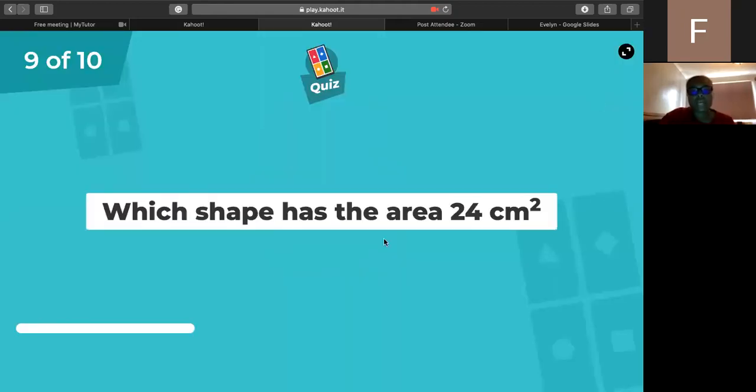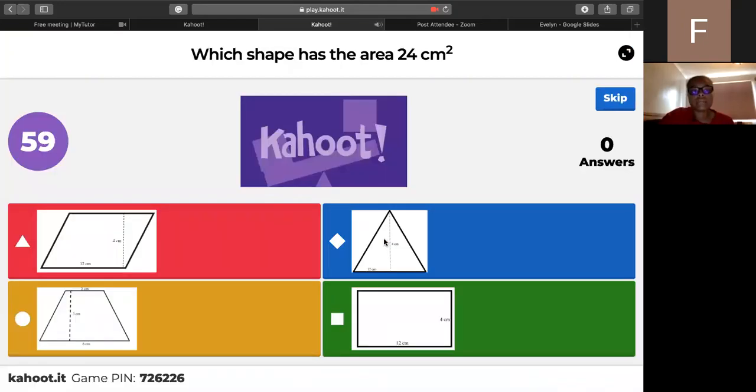So what shape has the area 24 centimeters squared? I've given you guys a minute to work out which one would have this particular property. So remember your areas for your different shapes. Which one would be 24 centimeters squared?